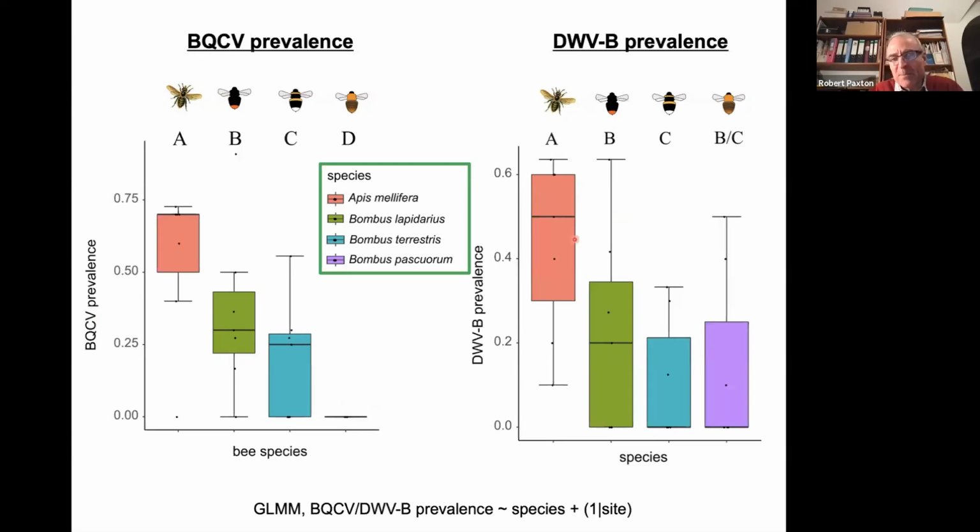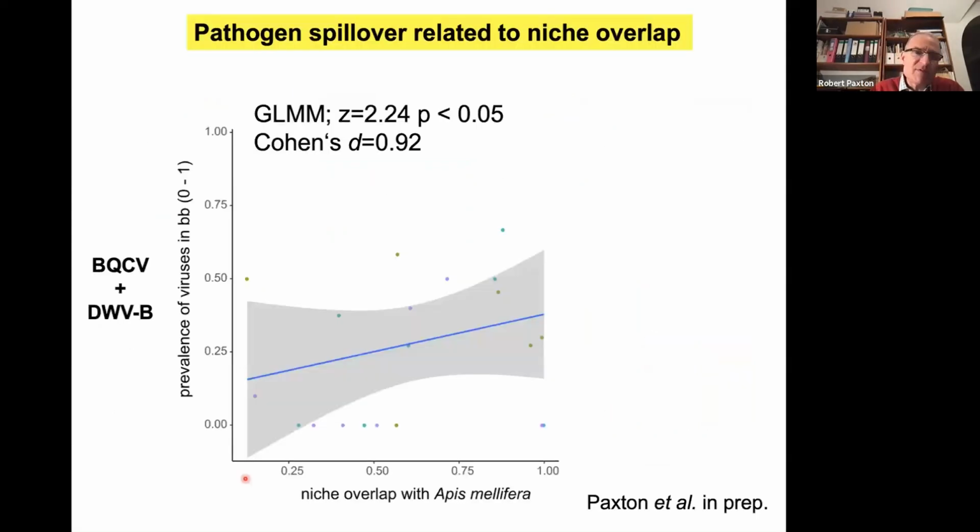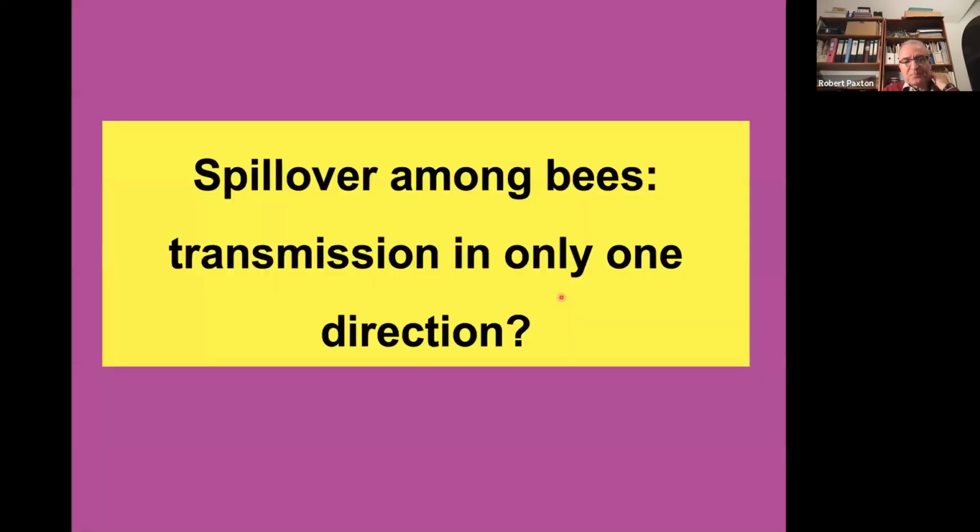Similar pattern here for deformed wing virus B. So if we look at the relationship between viral prevalence in bumblebees with their niche overlap with honeybees, there's a clear relationship there, suggesting that indeed it is at flowers. If a bumblebee shares a lot of flowers with honeybees, they're likely to often be infected, and if they don't, then they're not likely to be infected. Again, suggesting that the virus is going from honeybee, the reservoir host presumably, to bumblebees.